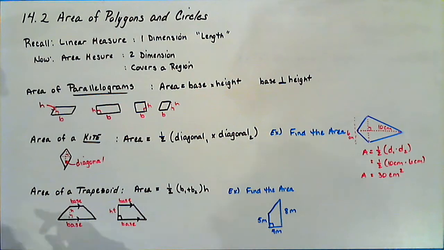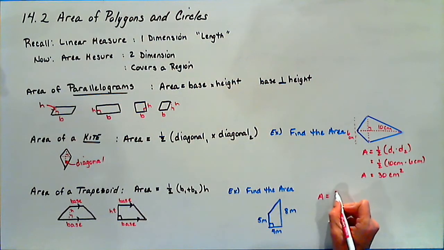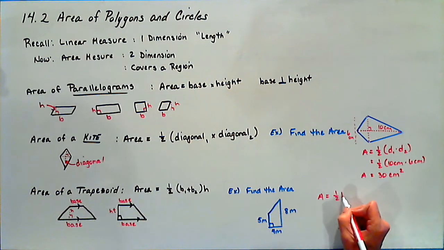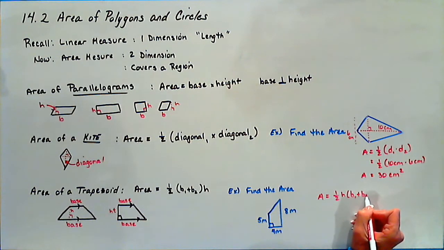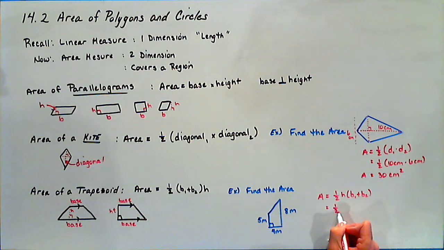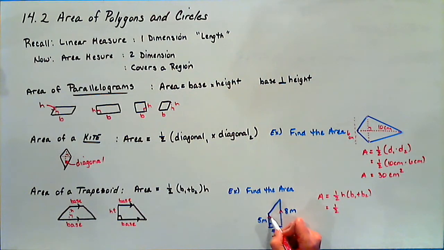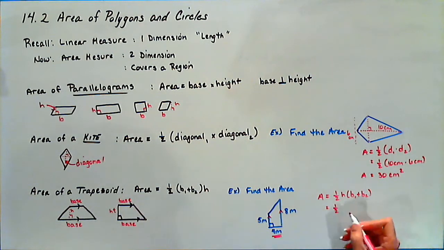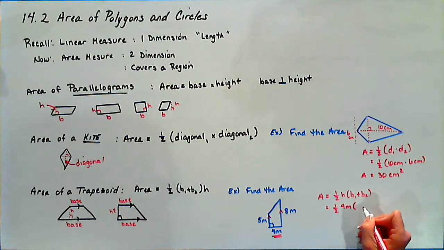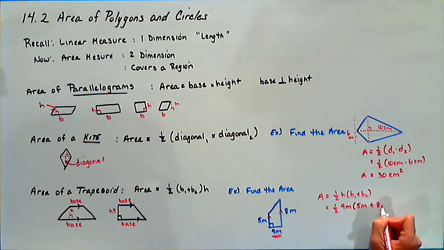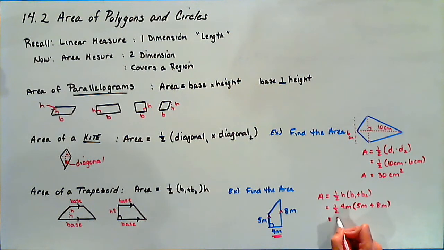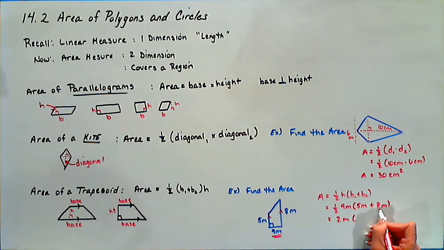So in this case now, our area is 1/2 base times height, but since I have 2 bases, I add them together. So I get 1/2. The height would have to be 4 because the other 2 sides are the parallel sides, so we call those the bases. 5 meters plus 8 meters. Half of 4 is 2. 5 plus 8 is 13 meters. So we end up with an area of 26 meters squared.